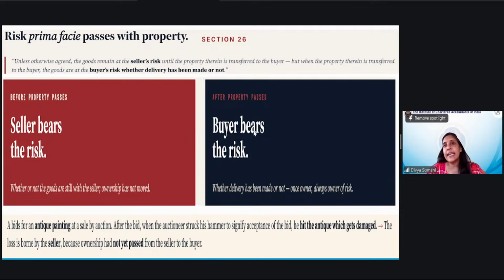So how does a sale happen in an auction? Normally they ask people to bid for the price, bid for that particular article or particular goods which are there.